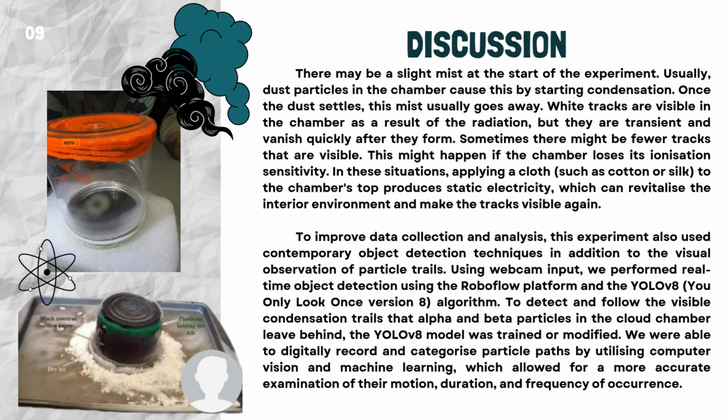This might happen if the chamber loses its ionization sensitivity. In these situations, applying a cloth such as cotton or soap to the chamber top produces static electricity, which can revitalize the interior environment and make the threads visible again.